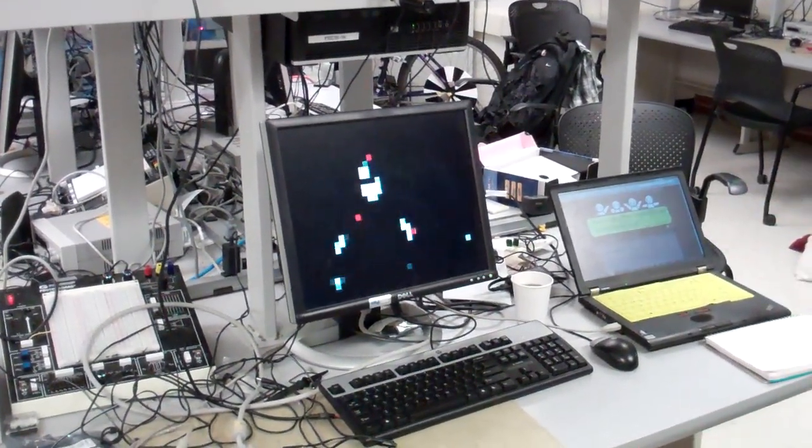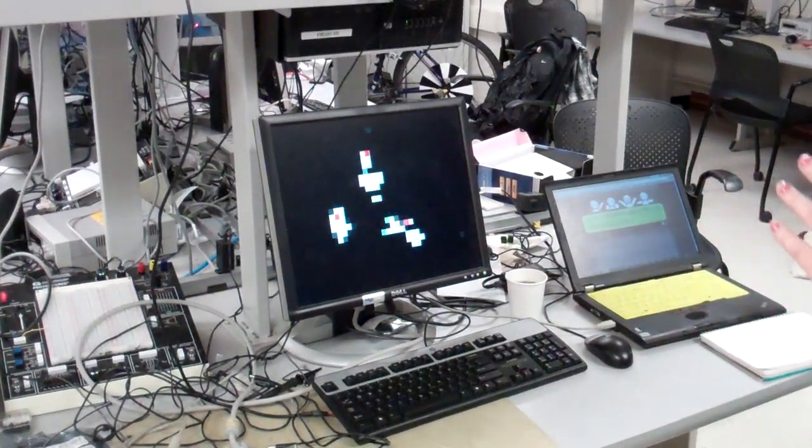Everything's completely combinational, very fast, and the entire system only uses about 27% of all the onboard elements. And this is on a DE2? It's on a DE2, yeah.